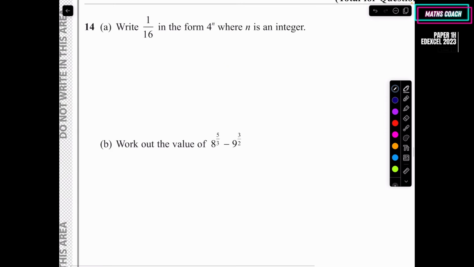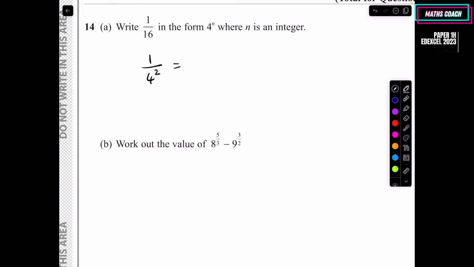All right, question number 14. Write 1 over 16 in the form 4 to the power of n, where n is an integer. So we need to introduce 4, okay? We need to somehow find a way to introduce 4. What's the link between 16 and 4? Okay, we know the link between 16 and 4 is that 16 could be written as 4 squared, like that. Okay, so I've replaced 16 with 4 squared.